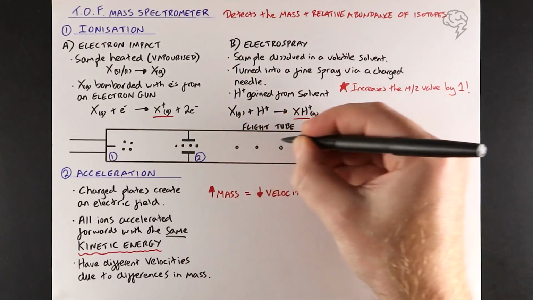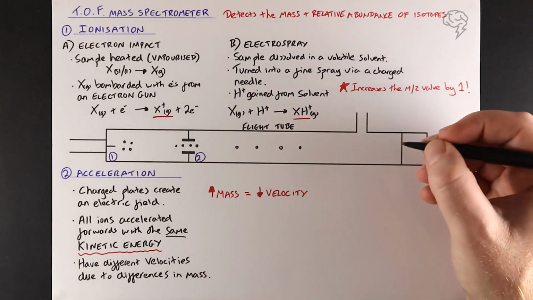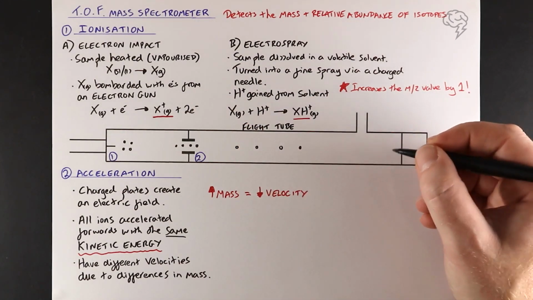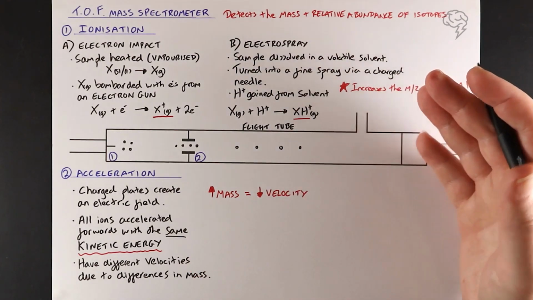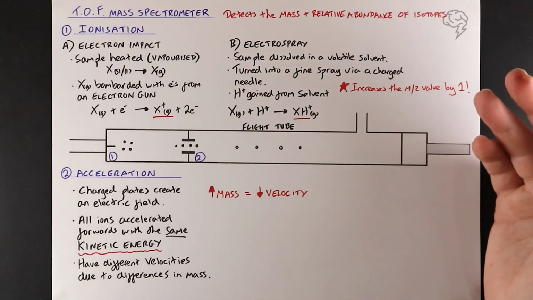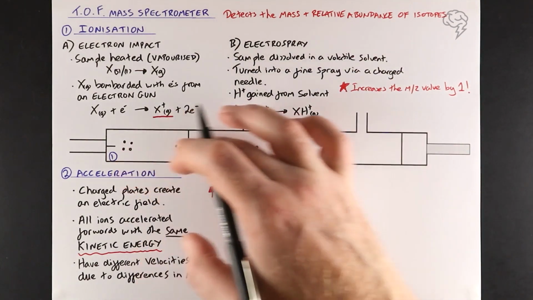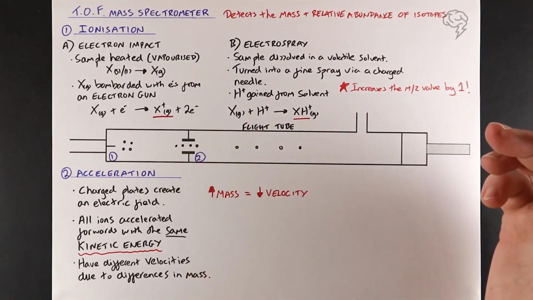Now, the further they travel down the flight tube, the bigger the distance between these samples is going to be. Let's say you had a fast runner and a slow runner. The longer the race, obviously, the bigger the gap between the fastest and the slowest is going to be. So this whole process here, as these are accelerated down the flight tube, the heavy ones end up at the back, the lighter ones at the front.